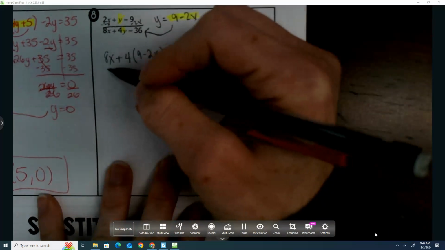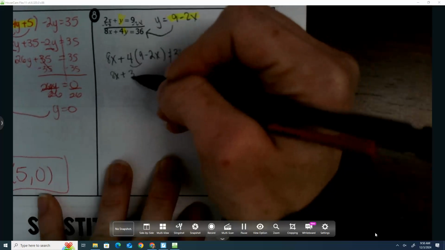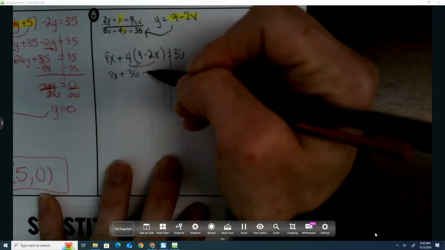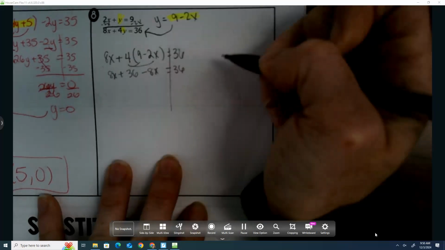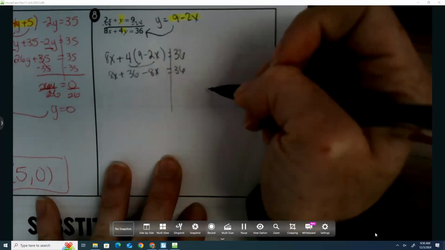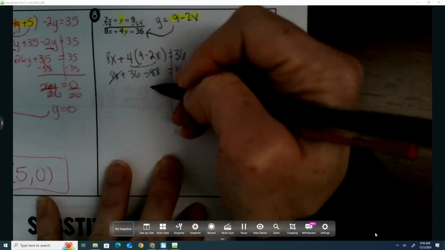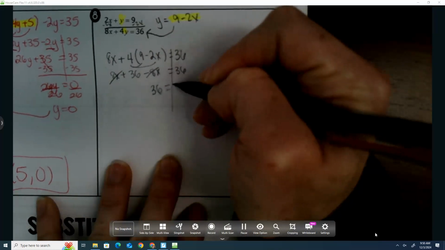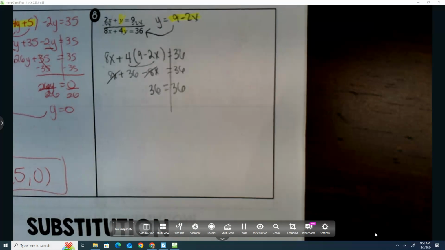Okay, so if we start over here, we have to distribute. What happens with 8x and negative 8x? They cancel. So I have 36 equals 36. What does that mean? It's infinite. Right.